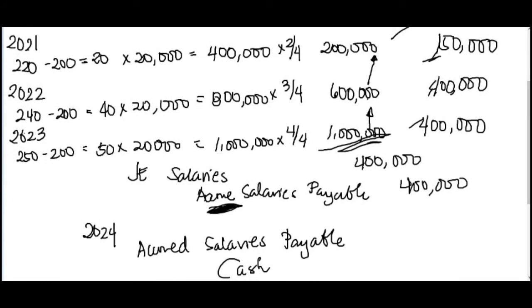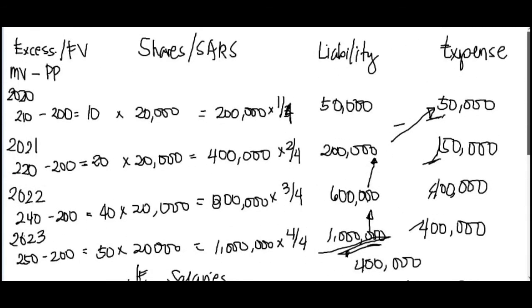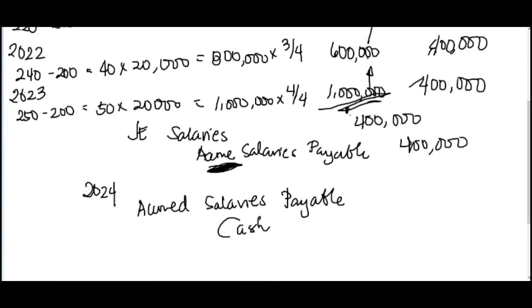Pwede namang hanapin mo yung journal entry. Okay? Yung 4 na journal entry. Paano kung hindi ka nag-journal entry at gumagawa ka lang ng mga column na yan? Yung pinakahuli, that's actually the cumulative. Okay? 1 million.